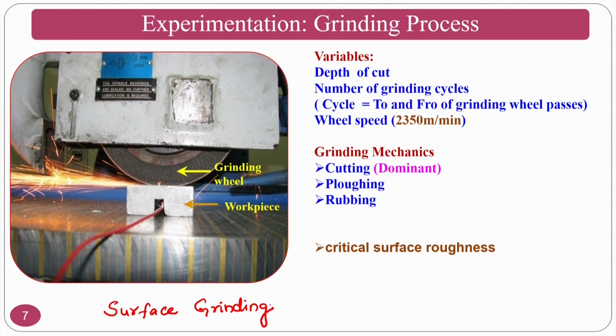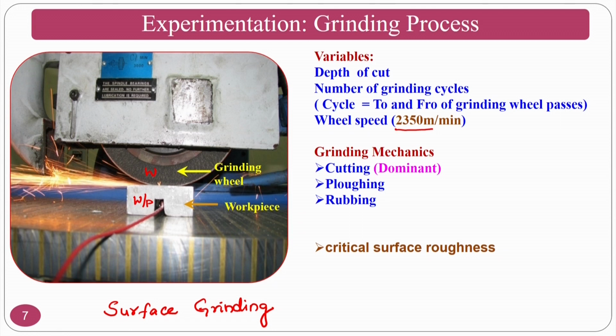In surface grinding, there is a workpiece, and this is a wheel. The wheel is rotating at a certain speed, like 2350 RPM. This is taken from the laboratory. So there are various variables that you can give, and you can get the output responses.